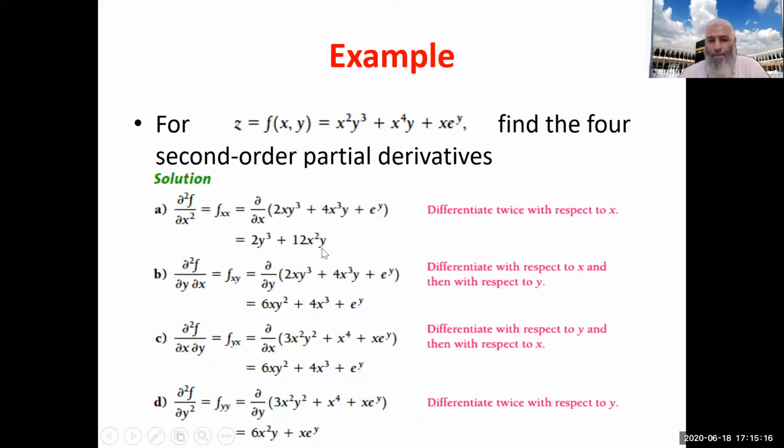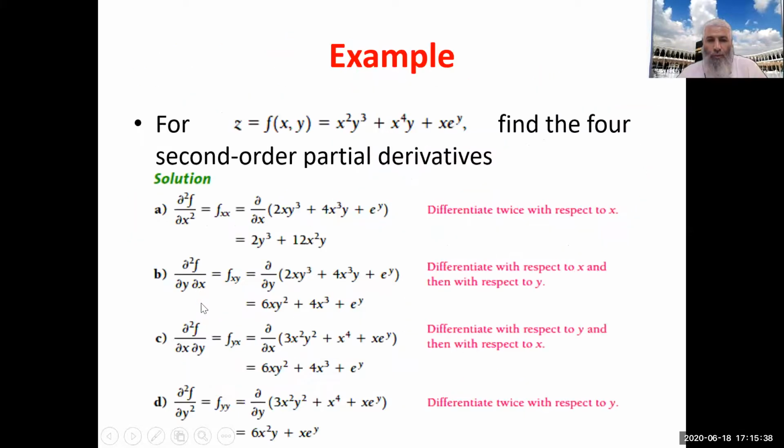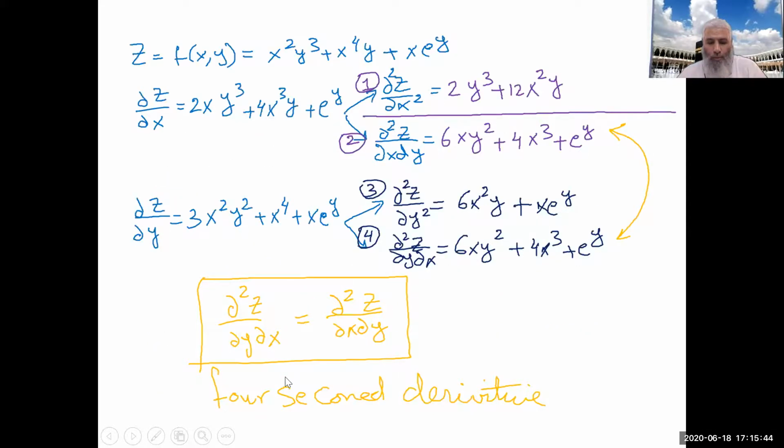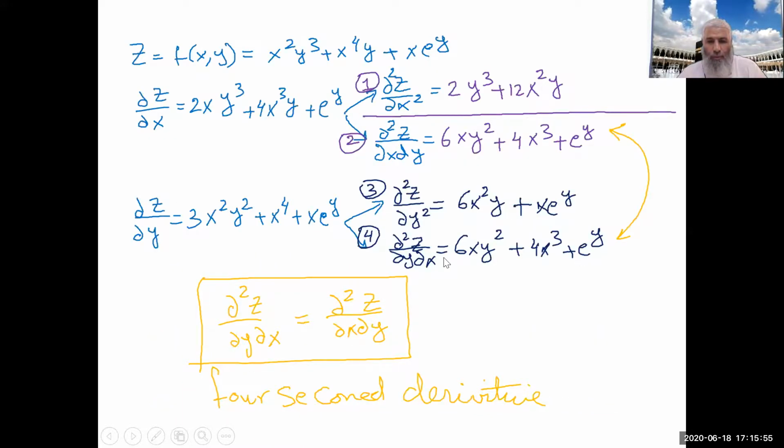Okay. Now, we want to check whether d²z/dx² is like this or not. We did it: 2y³ plus 12x²y. And d²z/dx dy here: 6xy² plus 4x³ plus uy. And this is the same. And this is 6x²y. We did it, alhamdulillah.